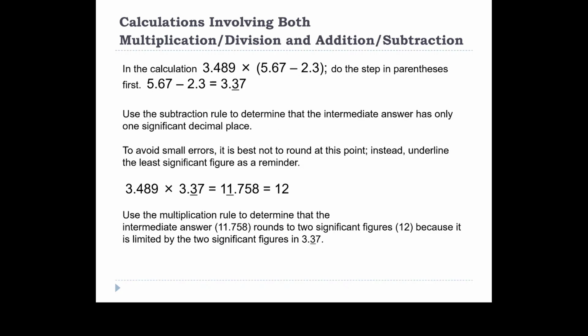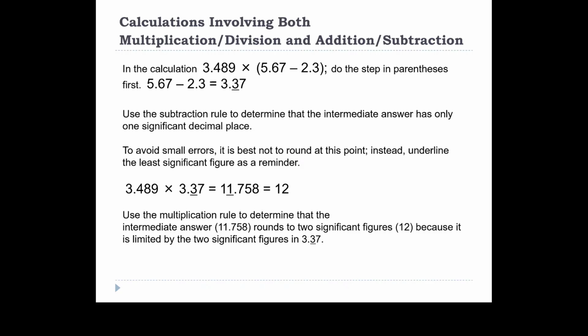So take a look at this problem here. We got 3.489 multiplied by some stuff in parentheses. Okay? Well, order of operations says we should do the stuff in parentheses first. So when we do 5.67 minus 2.3, we get 3.37. And the rules for addition and subtraction say that my answer should have one decimal place. Do you agree with that? So the result of that 5.67 minus 2.3 should have one decimal place.